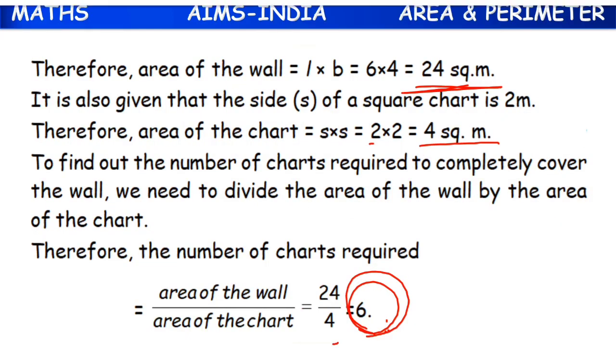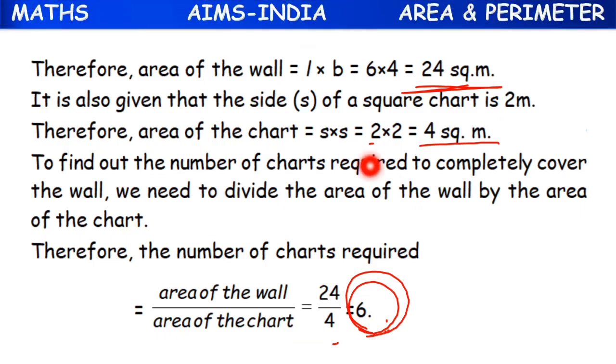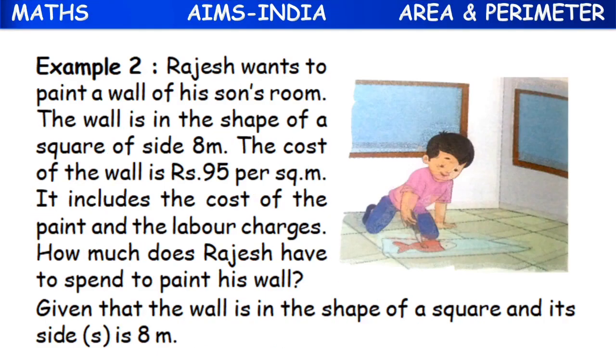I hope this is clear, children. What are the steps that we followed here? First, we found out the area of the wall. Then we found out the area of the square charts. Now to find out the number of charts required to cover the wall, we divided. What did we divide? We divided the area of the wall by the area of the chart. And the answer is 6 charts are required.